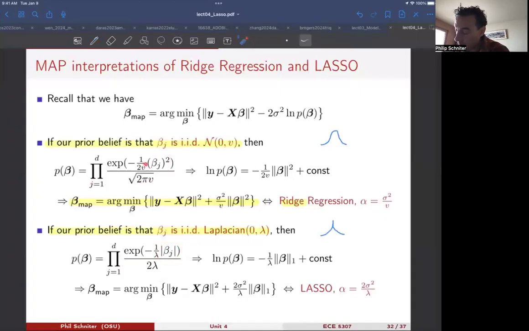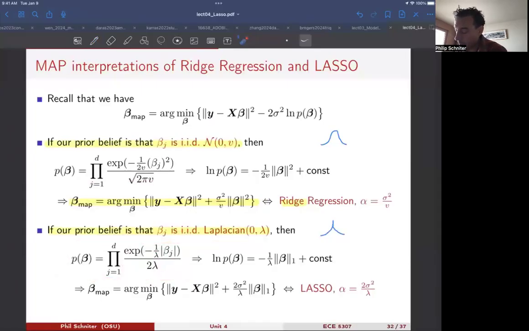And instead of a variance V, you have what's called a scale parameter lambda. The form of this is just a little bit different, but again, it ensures that this integrates to 1 for every beta j. So anyway, let's assume the prior belief looks like this.